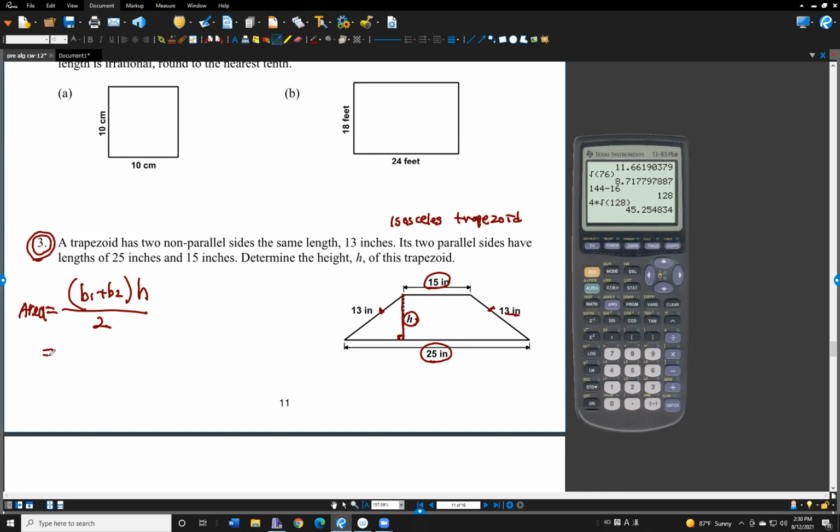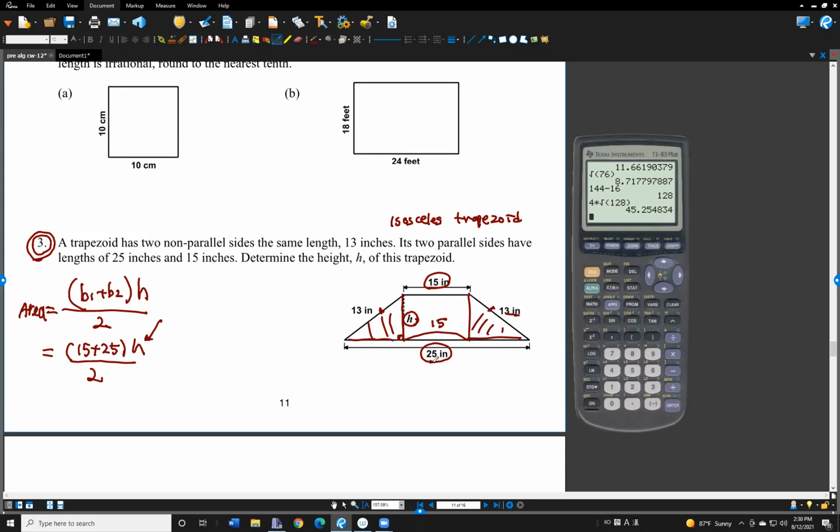We know that B1 is 15, B2 is 25, height we don't know, and divided by 2, right? We need to find this value of H, which is the height of that trapezoid. How can you find the height? Yep, you can use the Pythagorean theorem. 15, 15. This is 15. So these two triangles are equal triangles. These two sides are equal.